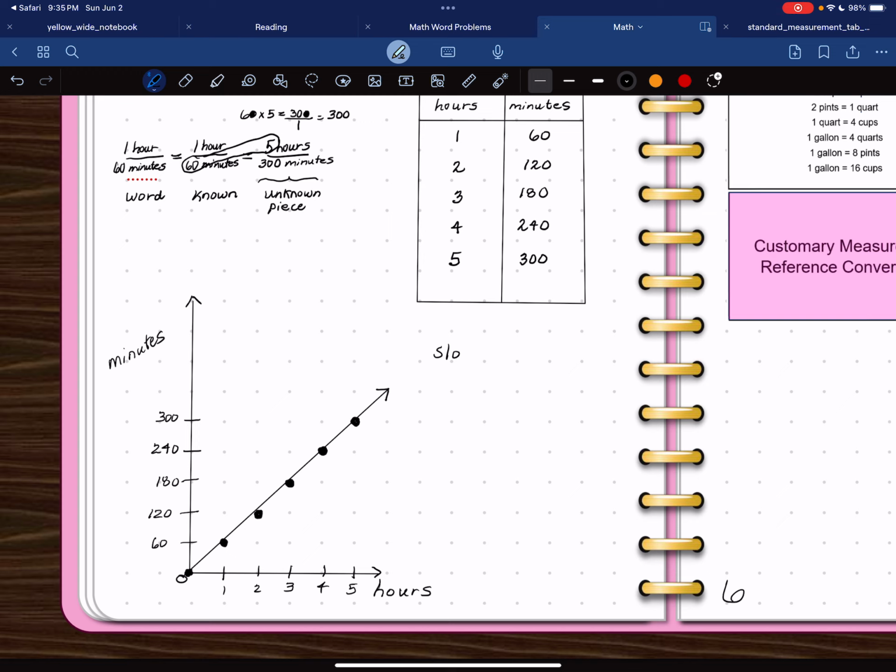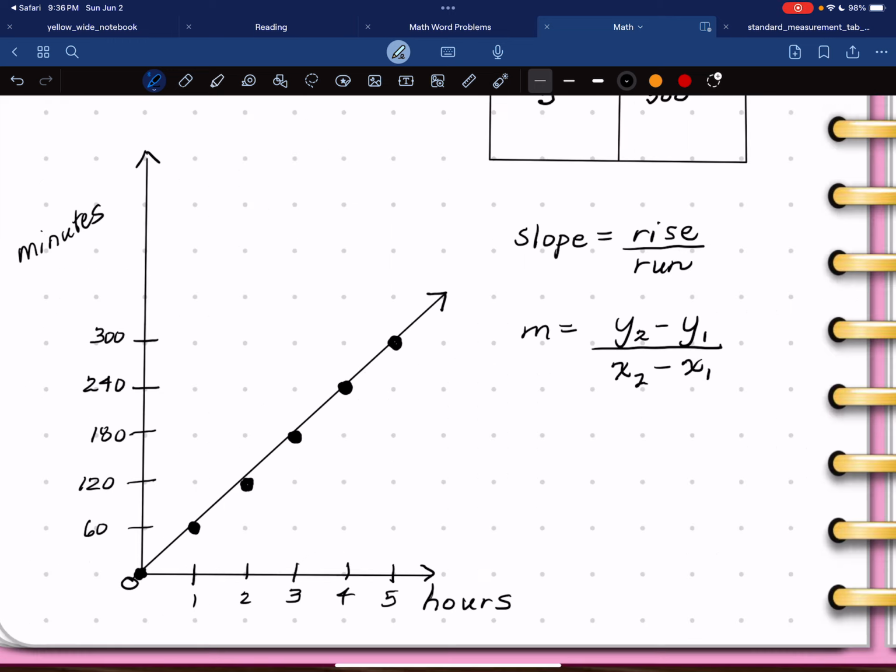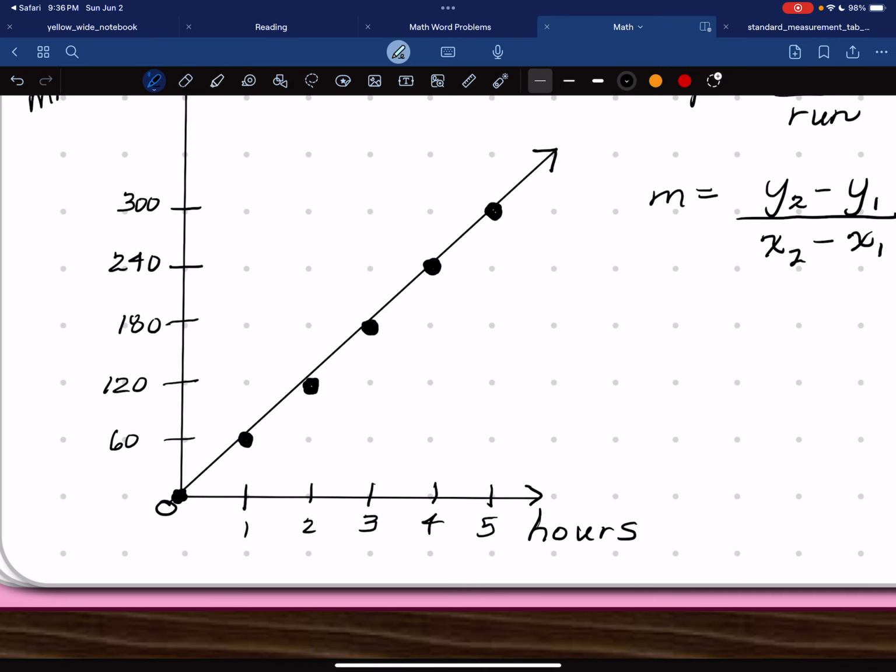So slope is defined in shortcut terms as rise over run. The formula is y sub 2 minus y sub 1, or the change in rise over the change in run. Now, before I would even go there, I would help my students to see this stair-step effect here. So let's see if we can draw this in.